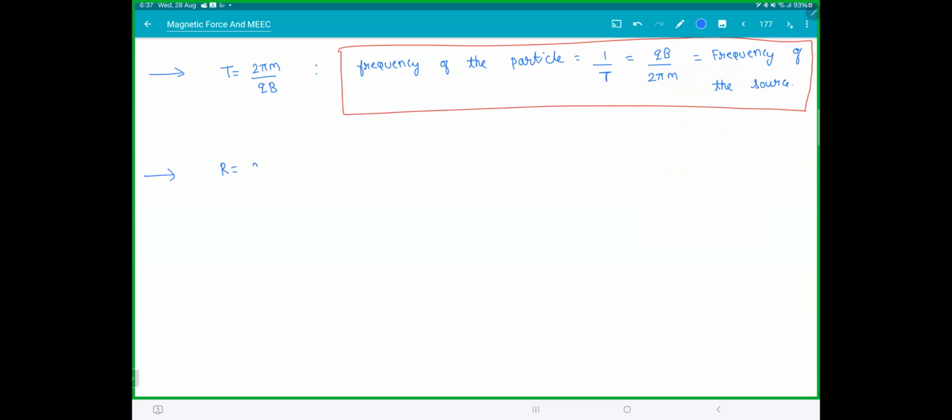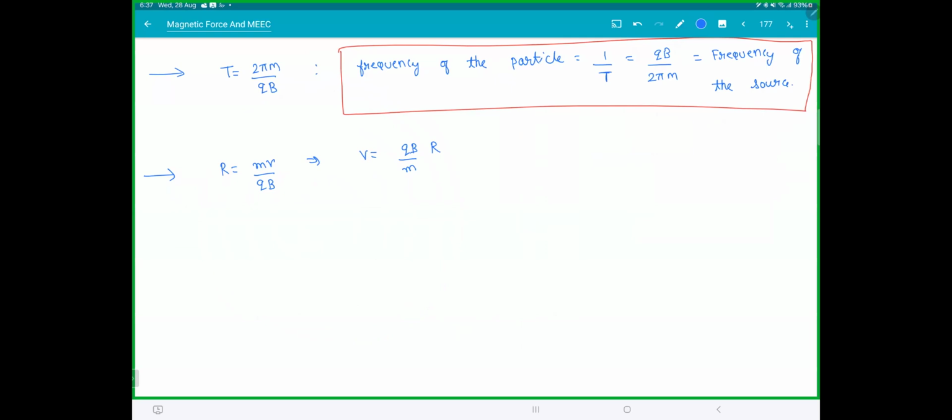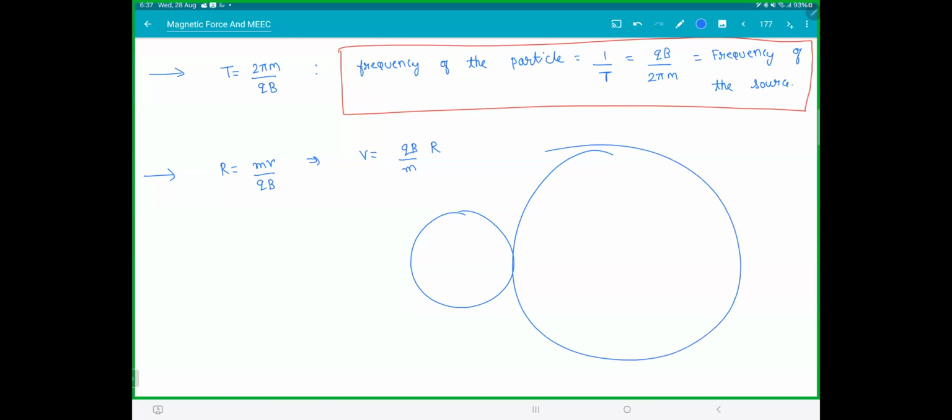Then we also know radius is equal to mv by qB. So the velocity will be qB by m into r. That means your final speed will depend on the last radius. So the higher the speed you want, the bigger you have to make it. And that's the problem we are facing now. This LHC has already reached a point where it makes the particles pretty fast. They're trying to construct one more. LHC is 27 kilometers, they're trying to make one with 100 kilometer circumference.